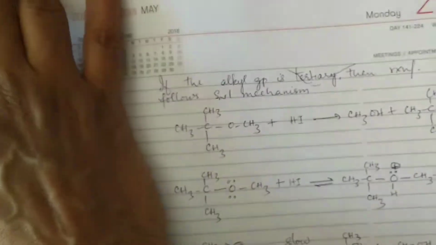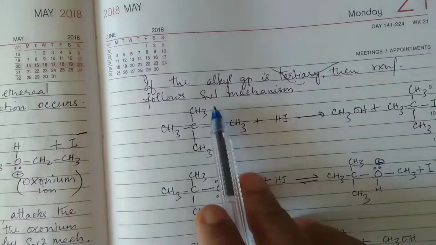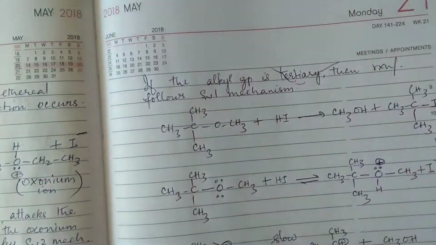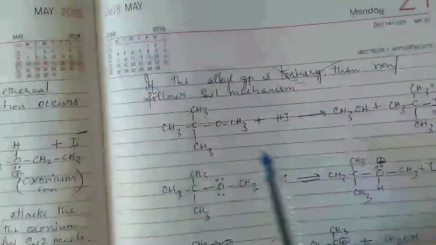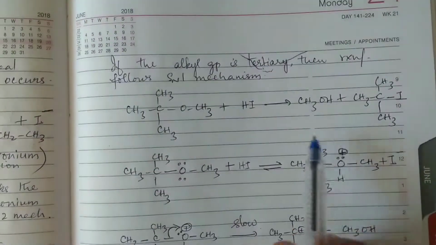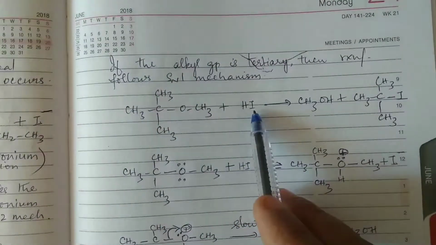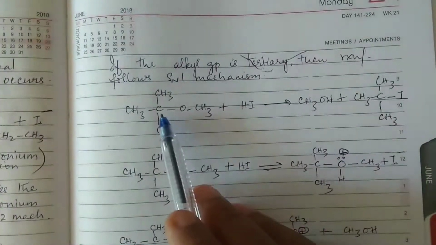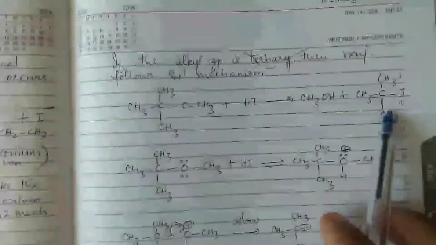Now supposing if the alkyl group is tertiary, then what will happen? The reaction follows the SN1 mechanism. Now in that, this ether, that is tert-butyl methyl ether, when it is reacting with HI, again, what are the products formed? This I will go with this carbon and H will go with O, that is CH3OH and (CH3)3CI. This is the product formed.